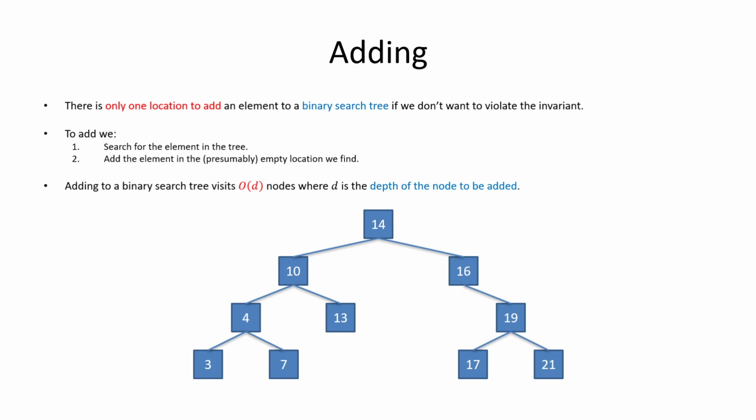Okay, so I mentioned that adding to a tree is pretty straightforward once we understand how searching works. When we want to add to a tree, there's actually only going to be one location in a tree where we can legally add if we don't want to violate our invariant. Now, it's probably worth mentioning at this point, some of you may have already had a question, which is, what about duplicates? What do we do in the case of duplicates?